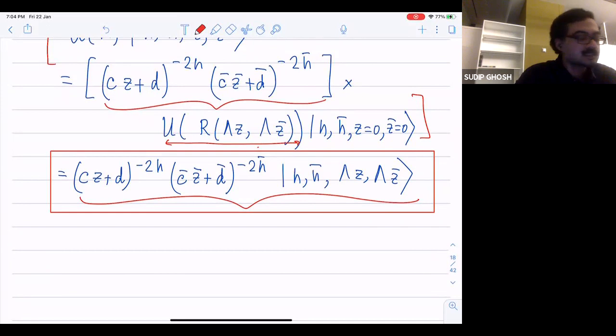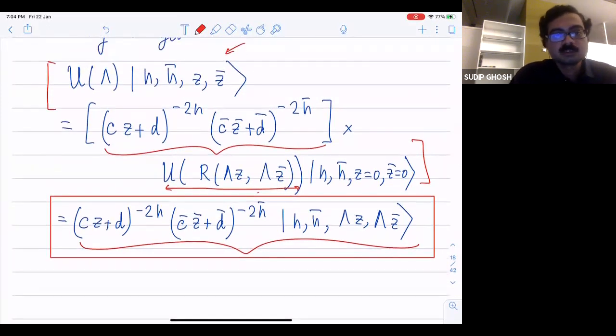These single particle states, or these Mellin transformed single particle states, transform as conformal primaries in the CFT. If you open any book on two-dimensional conformal field theory, you will find that this transformation property is precisely how quasi-primaries in two-dimensional conformal field theory transform under the action of the global conformal group.